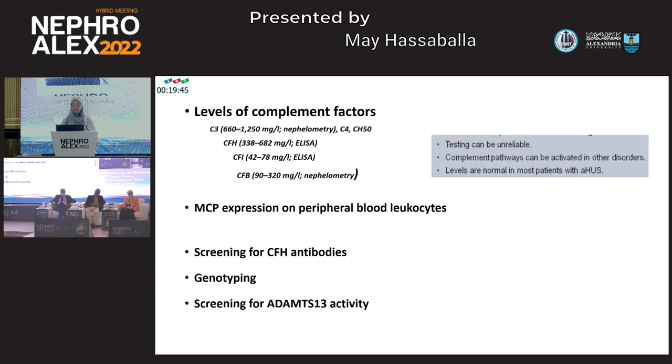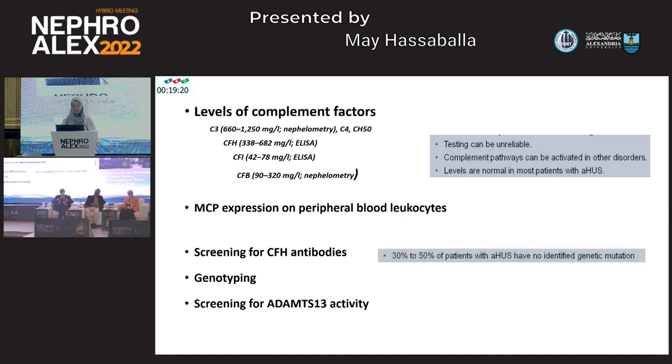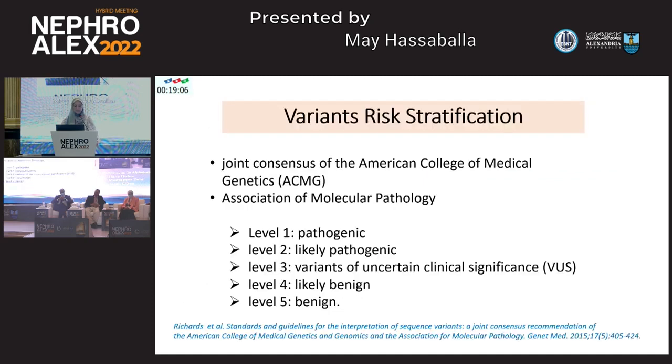But the problem is that the test is unreliable, because complement pathways can be activated in other disorders, and the levels can be normal. You can have normal levels but still have a problem with the gene sequencing. So this is not the most definitive thing to do. You can measure the membrane cofactor protein expression on the peripheral blood leukocytes, and you can screen for complement factor H antibodies. Genotyping is the most definitive, like we mentioned, but you have to know that in 30 to 50% of patients with atypical HUS, genetic mutations are not identified. And of course, you screen for ADAMTS13 activity to exclude TTP if you suspect it, and for antiphospholipid antibody.